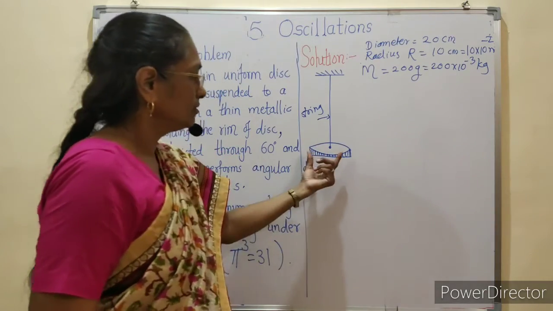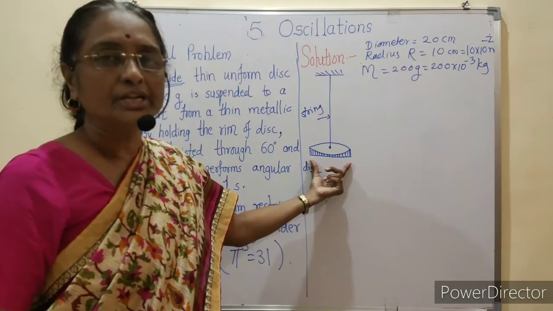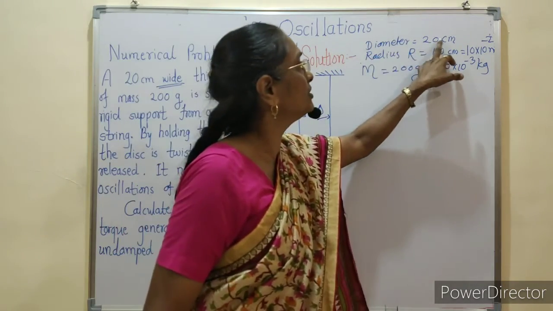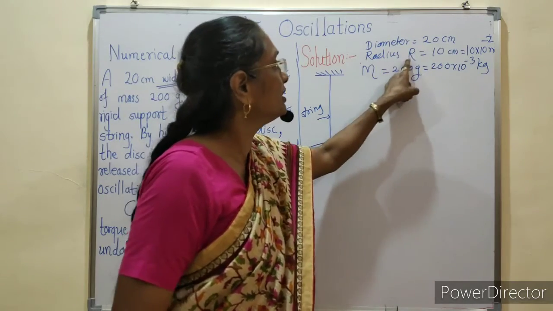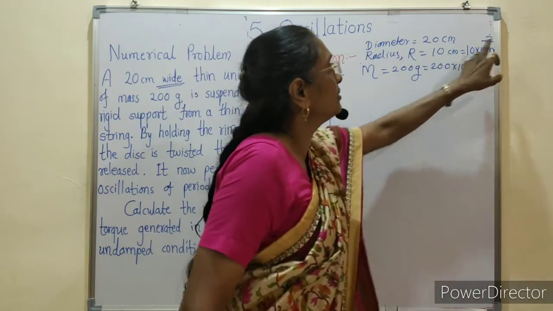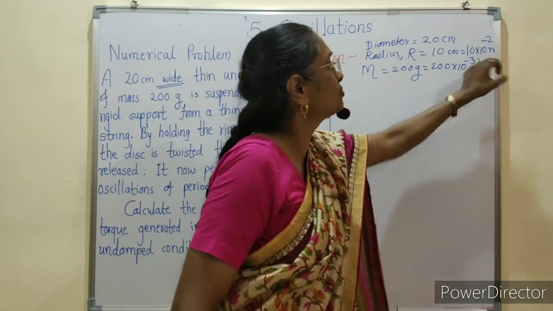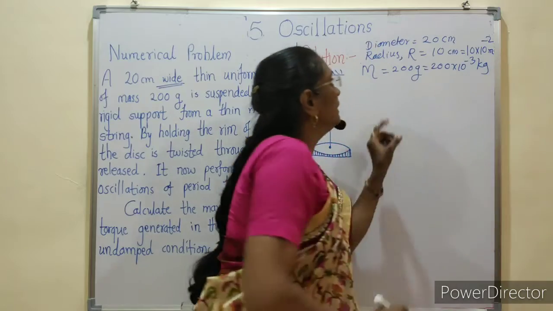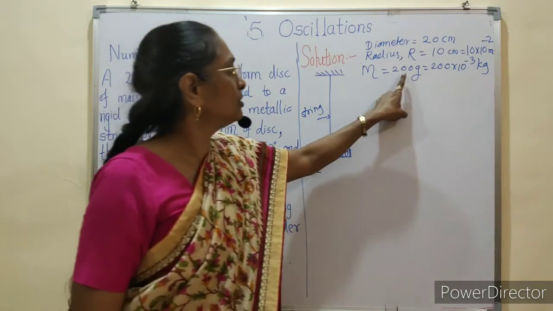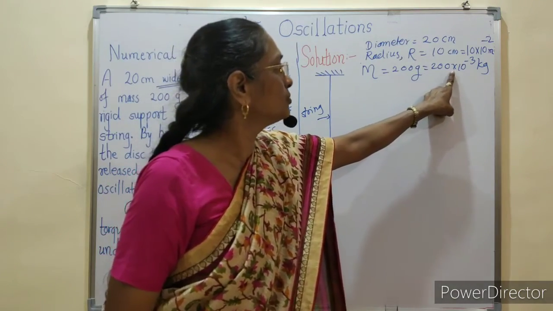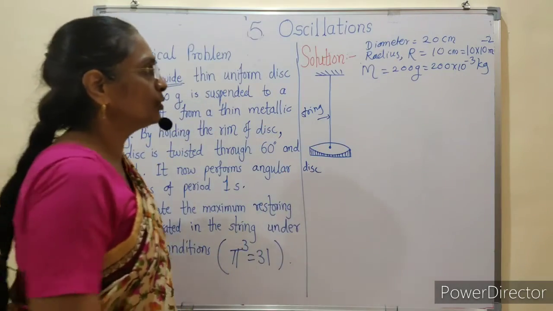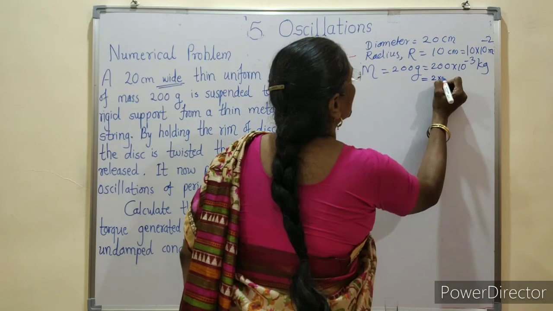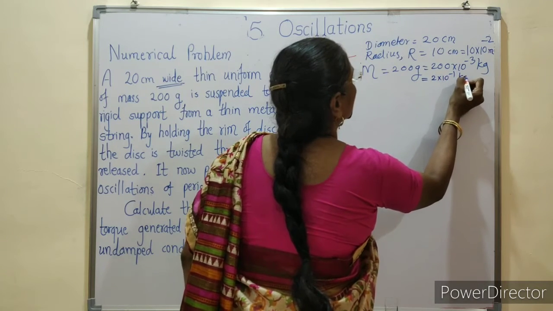Now this disc is 20 centimeter wide, means its diameter is 20 centimeter, so its radius is 10 centimeter. It can be written as 10 into 10 raised to minus 2 meter. Here the unit is meter. And M, the mass of the disc, is 200 grams, means 200 into 10 raised to minus 3 kilograms. It can be written as 2 into 10 raised to minus 1 kilogram.